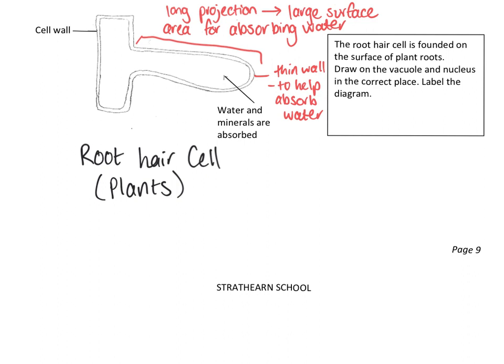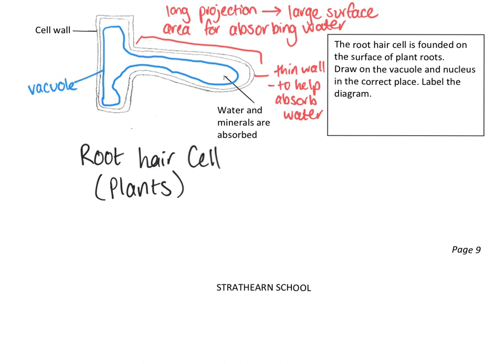Minerals are just different things in the soil that will help a plant grow, like nitrogen, potassium and phosphorus, which are needed for healthy plant growth. So that's absorbed through the root hair cells as well. And it also has a thin wall to help absorb water and minerals. You're also told in the box to draw on the vacuole and the nucleus in the correct place. So let's do that now.